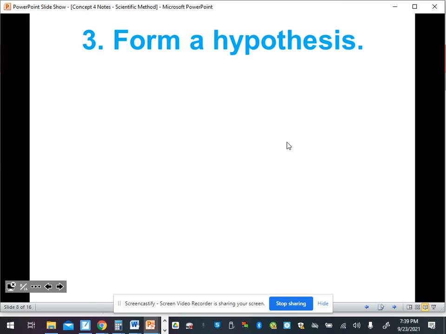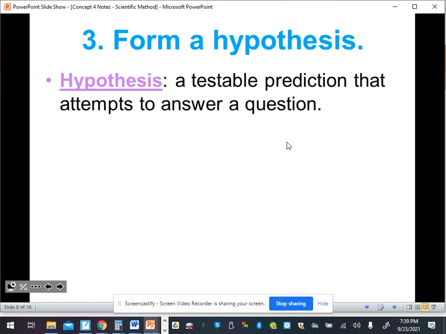All right, then you can turn the page to 26. And on the top number here, we have number 3, which is form a hypothesis. So a hypothesis is a testable prediction that attempts to answer a question. So you've asked the question. Your hypothesis is your prediction that helps to answer that.